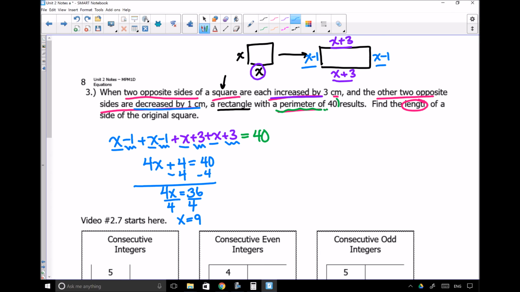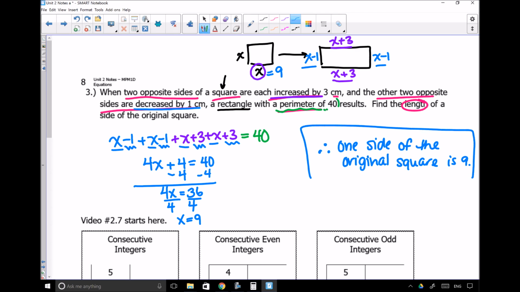So now, what is one side of the original square? It's 9, because right here I know that x is 9. So I can say, therefore, one side of the original square is 9. Okay? And that's my answer.